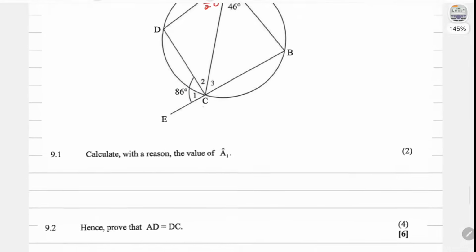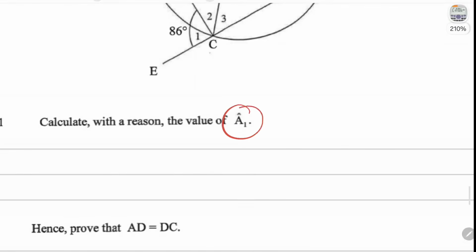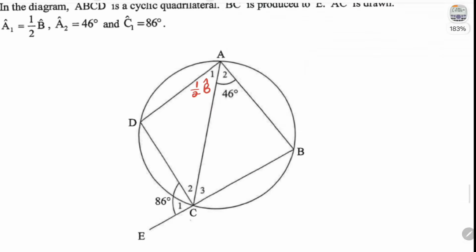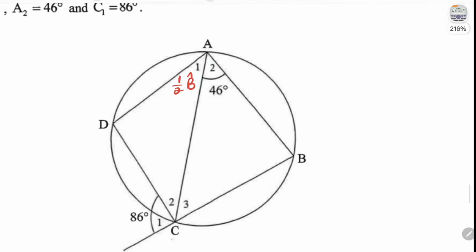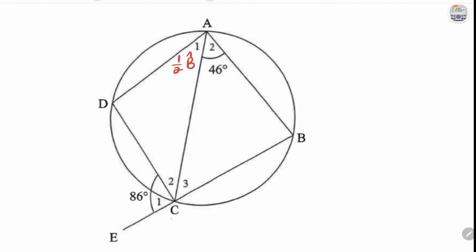So the first question is, calculate with reasons the value of angle A1. Angle A1 is this, and as you can see, it relates to angle B. But if you're trying to relate it to angle B, we don't know what angle B is, so it's not very helpful to look at it like that. Let's look at the fact that we have a cyclic quad here. If this is a cyclic quad, what do you know about the exterior angle of a cyclic quad? The exterior angle of a cyclic quad is always going to be equal to the opposite interior angle. So we can work with that.